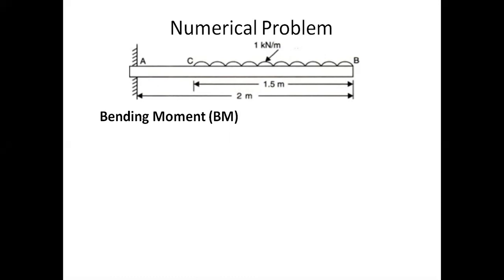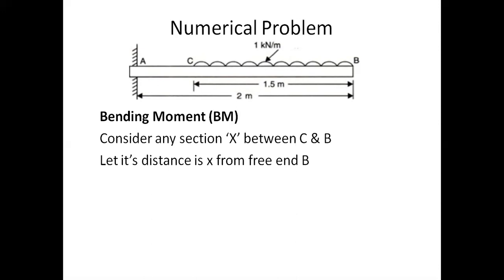The first part is any section between B and C. Now consider any section X between C and B. Let the distance of this section from the free end B be small x. So how do we calculate the bending moment at this section? We have seen the fundamentals in this lesson. Whenever we are talking about the bending moment of a UDL, we have to convert the load on the right hand side of the section into a point load, and also calculate the point of application of that load. From there we find the bending moment. That's what we have seen.